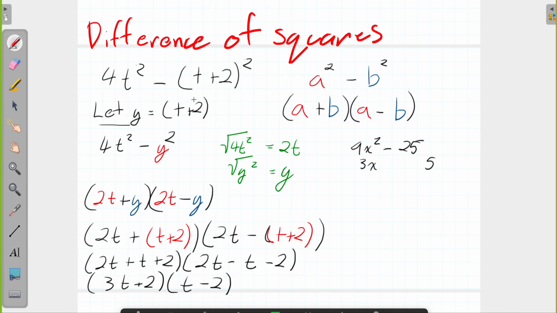And you might have been able to see it in the original one. We made that let statement just to simplify things a little for ourselves.